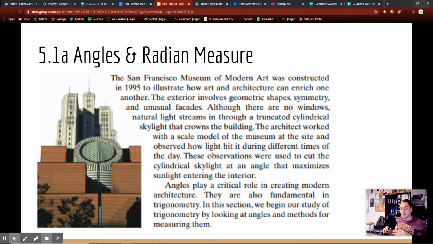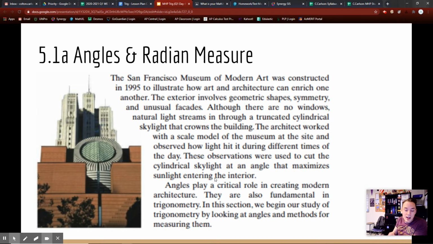Think of this lesson as the very foundation for trigonometry because it really is. So this is an awesome building if you've ever been there. The San Francisco Museum of Modern Art was constructed in '95 to illustrate how art and architecture can enrich one another. Pretty cool, right? So the exterior involves geometric shapes such as the circle, and there's a little triangle inside. Although there are no windows, natural light streams in through the truncated cylindrical skylight that crowns the building. The architect worked with a scale model of the museum, observed how the light shined in, and then built a bigger model for it. That's freaking crazy. So it maximizes the sunlight using angles.